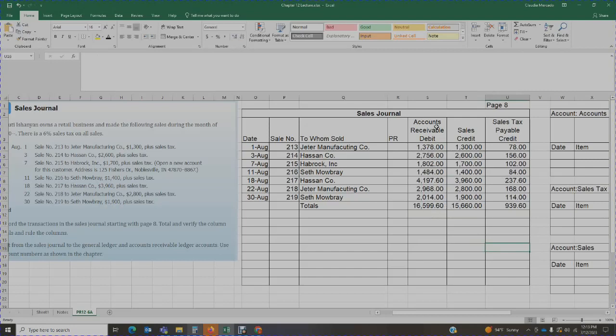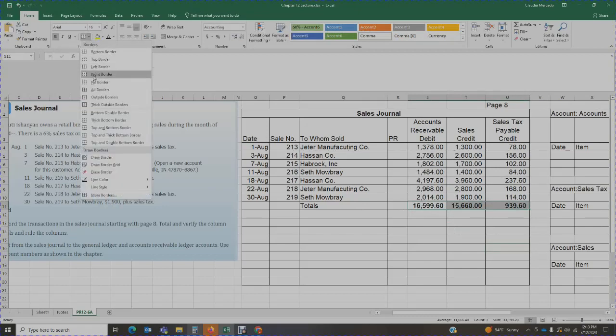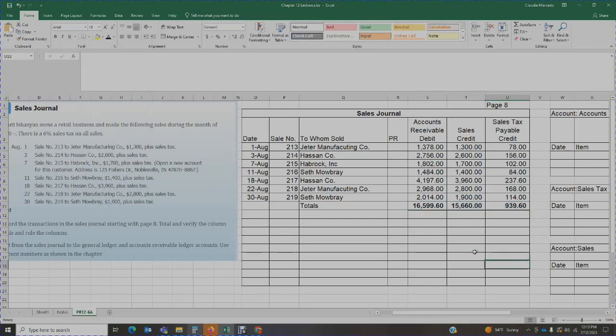So for my accounts receivable, and let me do a double underline, I've got $16,599.60. For my sales, I've got a credit of $15,660, and for my sales tax payable credit, I've got $939.60.